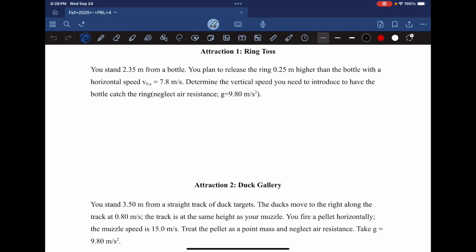Hello everybody. Today I'm going to go over a few more example problems. We're going to wrap up kinematic problems and then introduce and solve some free body diagram problems.